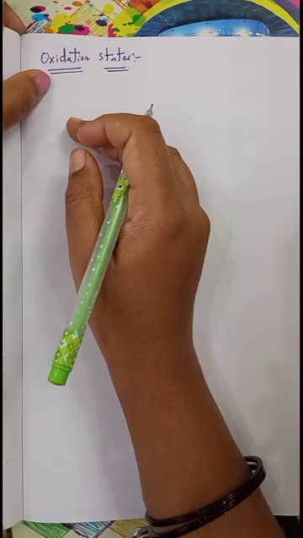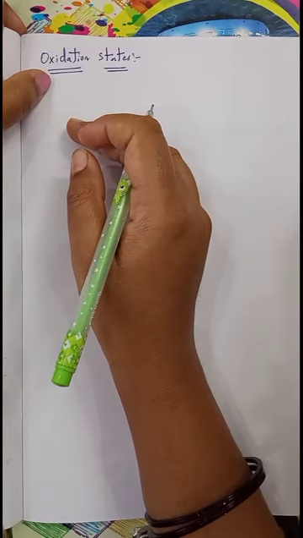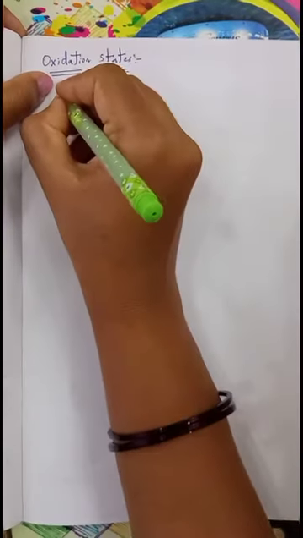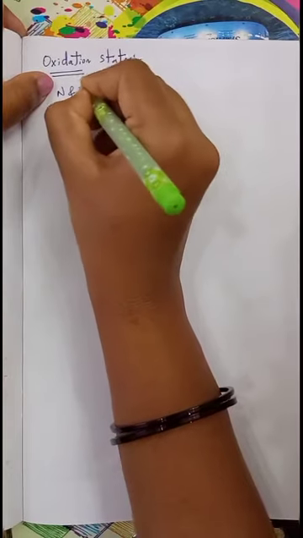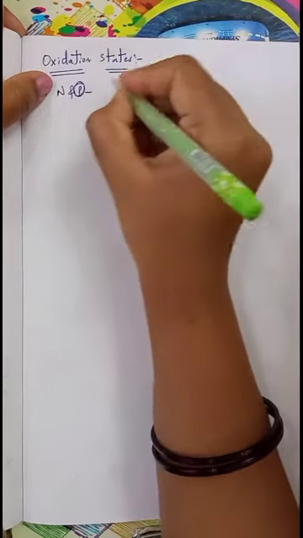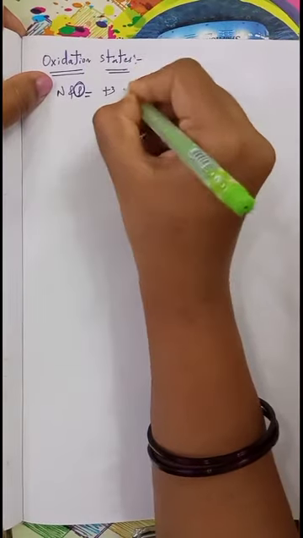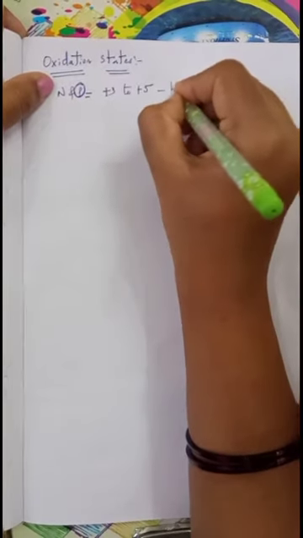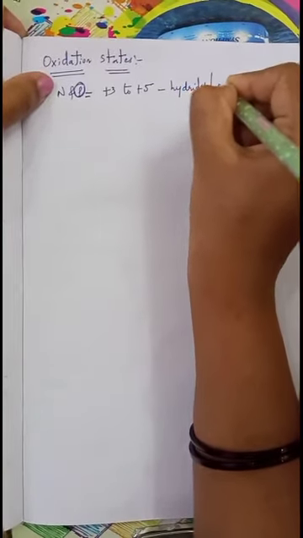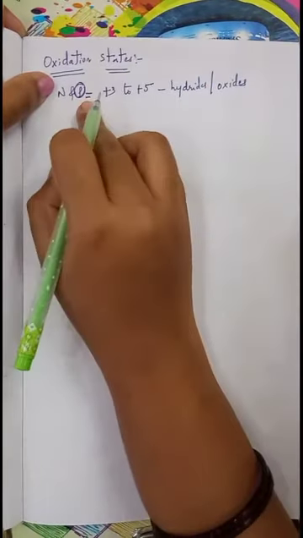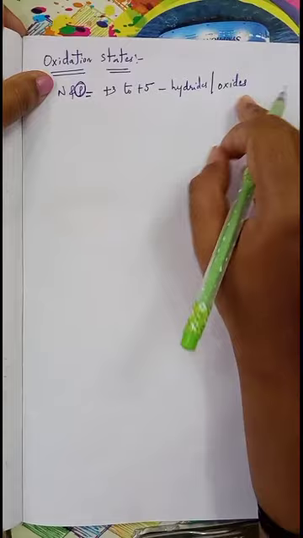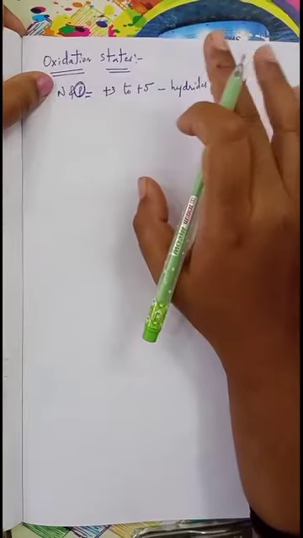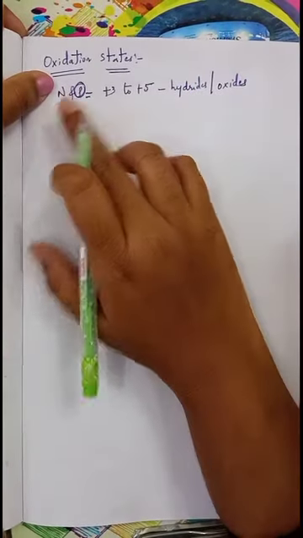The 15th group elements, especially nitrogen and phosphorus, can show oxidation states between +3 to +5, whenever they exist in the form of hydrides or oxides. So this is about the oxidation states shown by nitrogen and phosphorus.